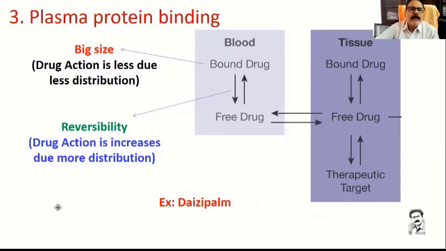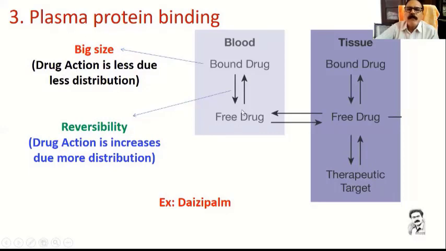Then there is one more concept called plasma protein binding. Binding means attaching. To whom are they attaching? Plasma proteins. Plasma means blood will have plasma, and this will have some proteins. These proteins will be binding with the drug. So in the bloodstream you will have proteins binding with the drug. If plasma protein binding is available, what will happen? The free drug can attach to the protein and travel in the blood, which is called a bound drug. When the drug attaches to the protein, if the size is bigger, the drug action will be less due to distribution.